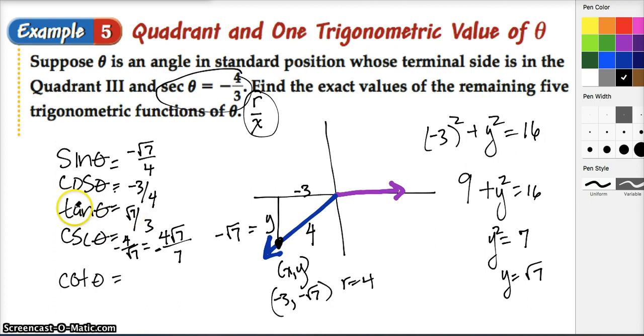And finally, our cotangent. Let me scooch it down here because I've been jumbling everything together. Our cotangent will be the reciprocal of tangent, or x over y. So that's negative 3 over negative root 7, which is 3 over root 7. And if I rationalize the denominator, it'll be 3 root 7 over 7. All right?